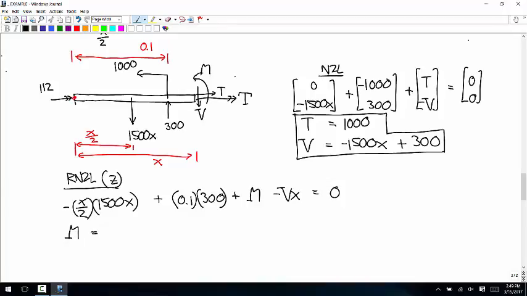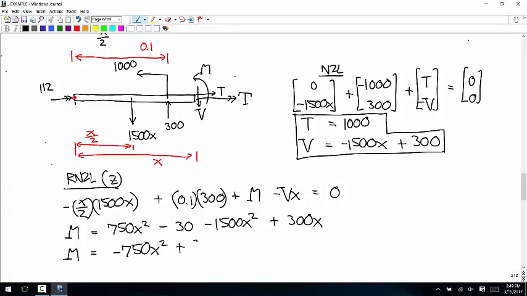So M is equal to 750x squared minus 30 minus 1,500x squared plus 300x. And so M is equal to negative 750x squared plus 300x minus 30.